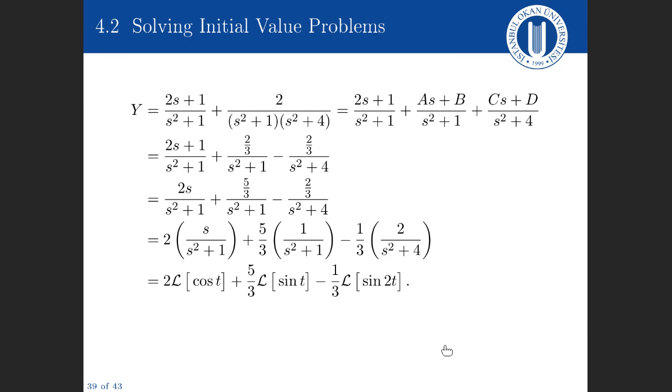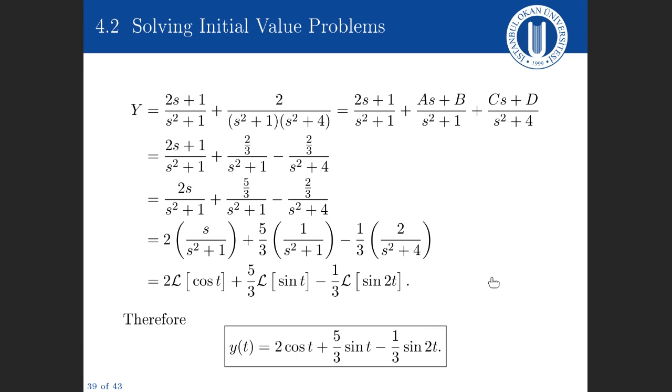Because then I have 2 multiplied by the Laplace transform of cos t plus 5 over 3 multiplied by the Laplace transform of sin t minus 1/3 multiplied by the Laplace transform of sin 2t. And as soon as I know this, I can write down small y.